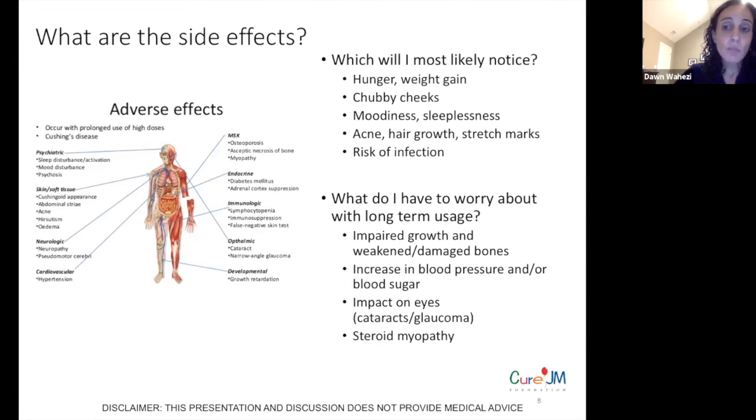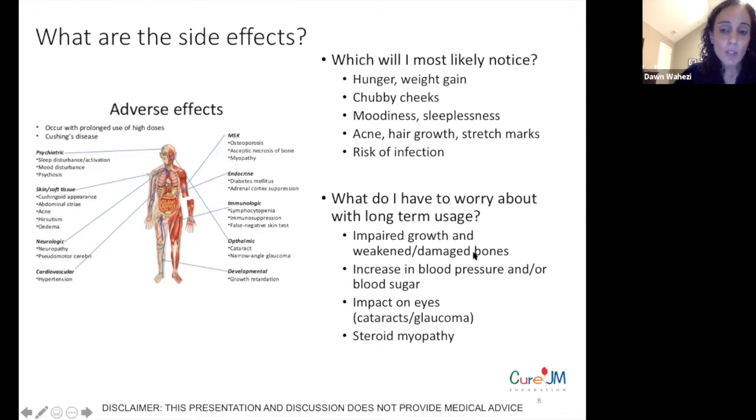Most of these things improve as time goes on, and as we lower the dose, most of the time these things get better. The stretch marks, unfortunately, can't be reversed if they do happen. And then again, there's the risk of infection that we talk about, so really just being cautious while on these medications. Usually if your child has a fever or something along those lines, you just have to check in with your rheumatologist or your primary doctor.